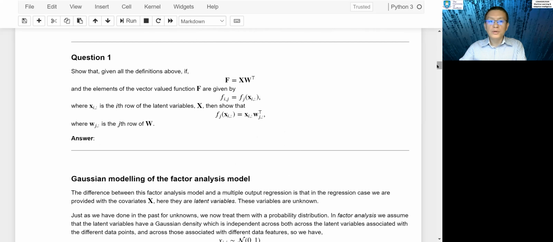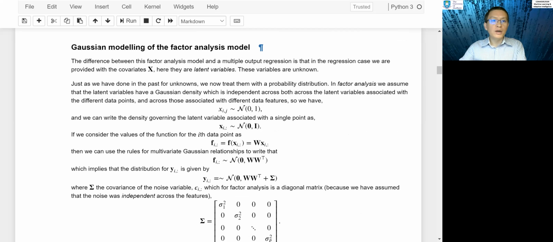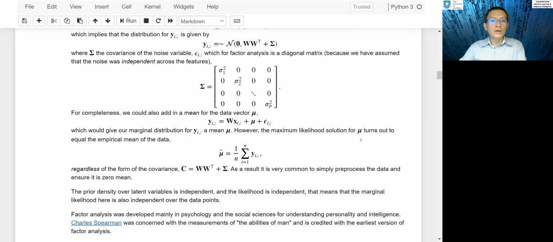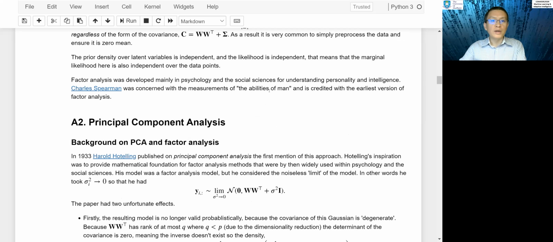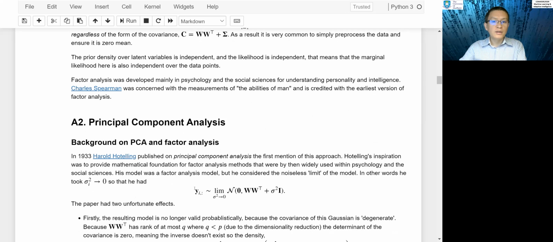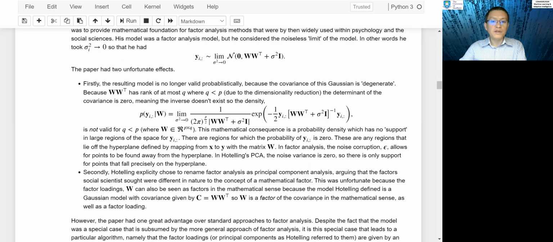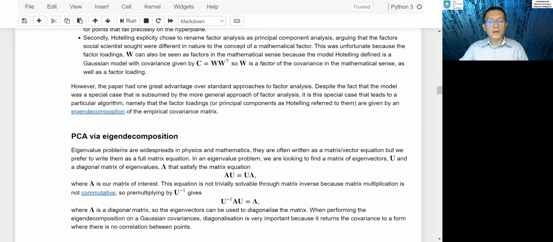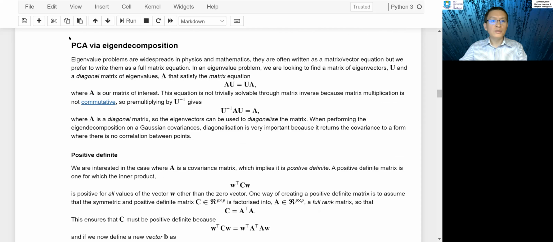Here we also introduce a Gaussian modeling of the factor analysis model that can lead to the PCA that we have learned. So here is a discussion of PCA in the context of factor analysis, and then our solution using eigen decomposition covered in the lecture.